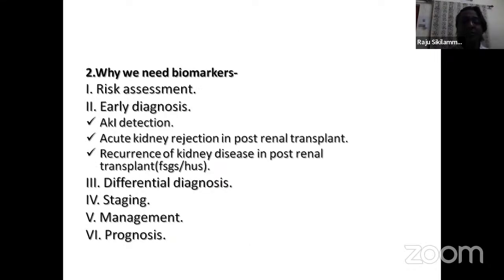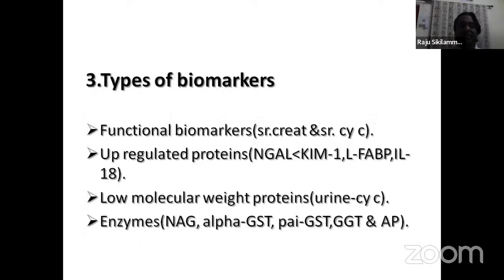When do we use biomarkers? Biomarkers are used for risk assessment, early diagnosis such as AKI detection, or acute kidney rejection post-transplantation, recurrence of kidney disease in post-renal transplantation, differential diagnosis, staging of AKI, management of AKI, and even the prognosis of AKI. The types of biomarkers.